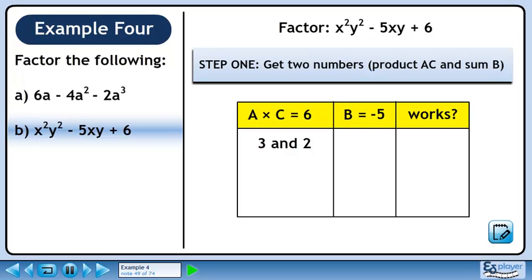The first numbers we'll try are 3 and 2. They have a sum of 5. These numbers don't work, since the sum must be minus 5, not 5. Now try minus 3 and minus 2. The sum is minus 5. The numbers work since we have a product of 6 and a sum of minus 5.